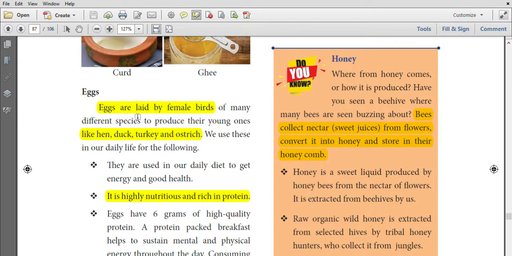Eggs are laid by female birds like hen, duck, turkey, and ostrich. Egg is highly nutritious and rich in protein.